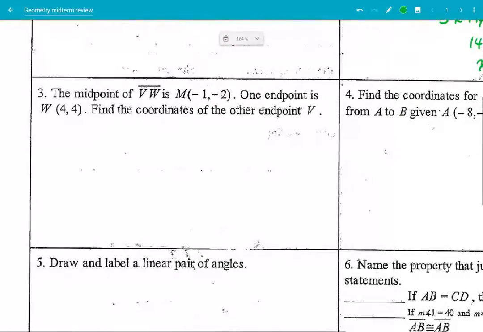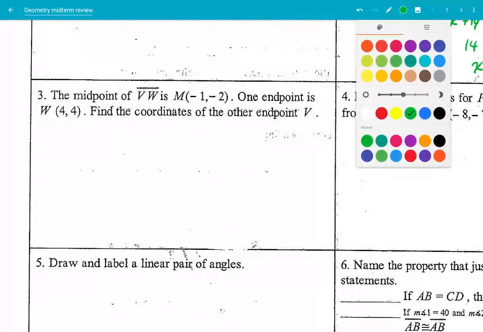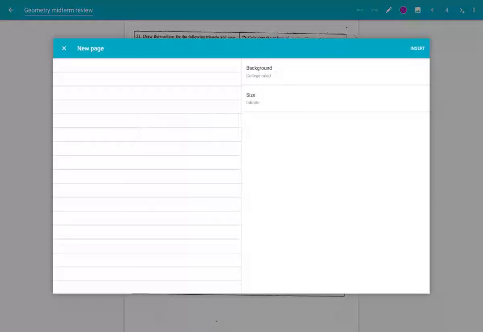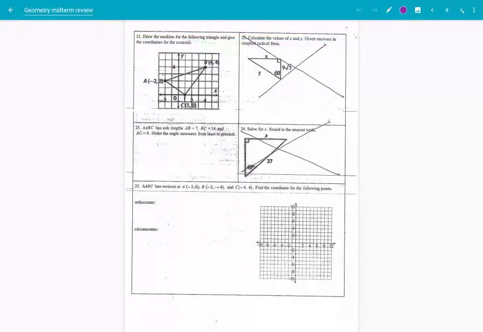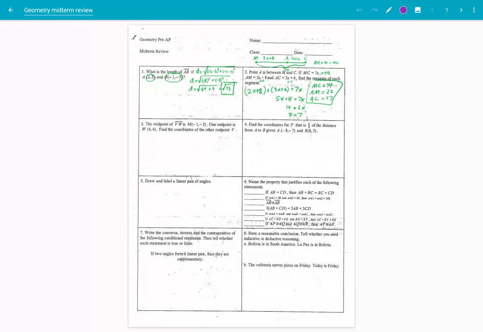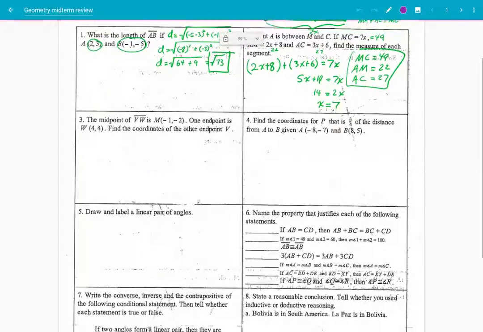Let's go to number 3. And just because there are, how many pages in this? Only 4? Okay, 4 pages. Well, these are kind of long. Maybe I'll do 1 page at a time.